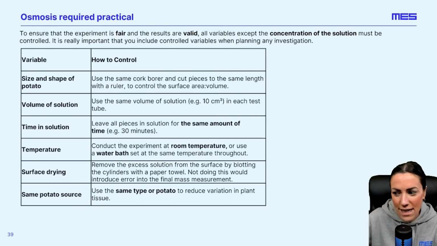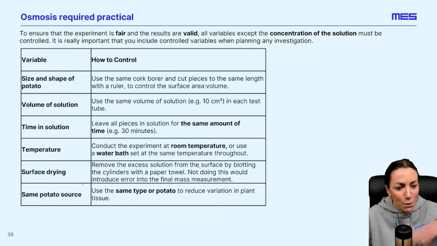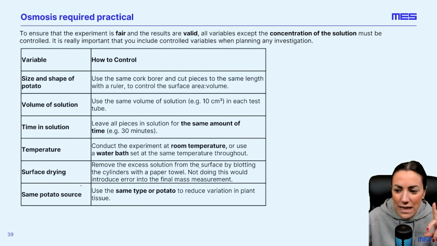Surface drying. We said you remove the excess solution from the surface by blotting the cylinders with a paper towel. If you did not do this, it would introduce an error. You'd have some solution stuck to the outside of your potato cylinders and it would artificially increase your final mass measurement. But you should dry it in the same way. You should blot them all with a paper towel for the same amount of time, or the same number of blots, or the same number of rolls on the paper towel. Don't blot one more than the other, otherwise you're not controlling that variable either.